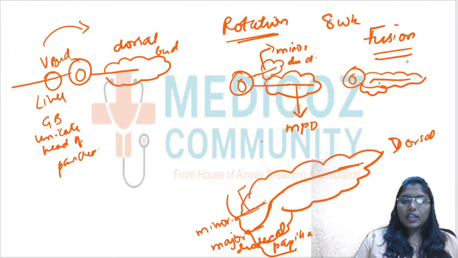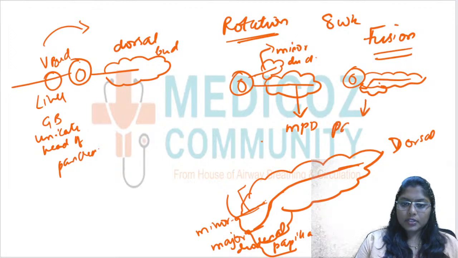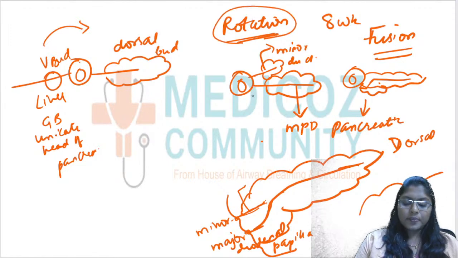Okay, so if there is any abnormality in the fusion, there will be pancreatic divisum. That means the dorsal bud will open differently and the ventral bud will open differently. Whereas if there is any abnormality in the rotation, there will be annular pancreas.